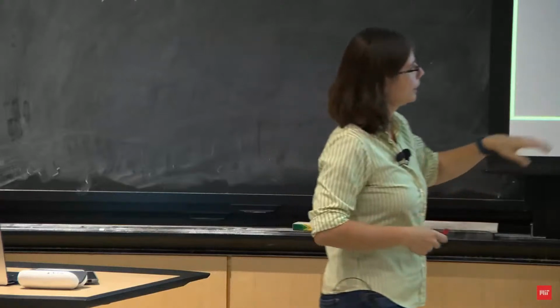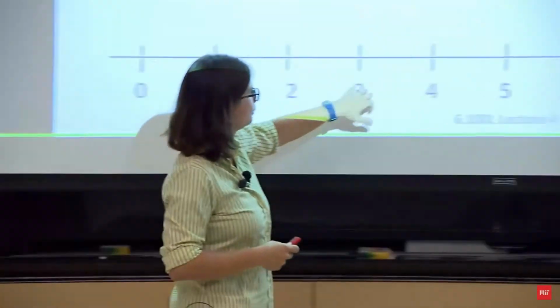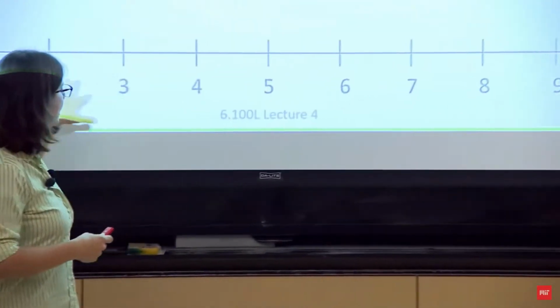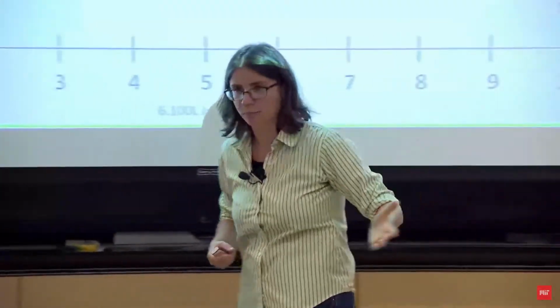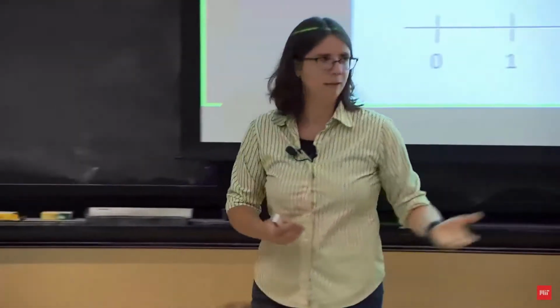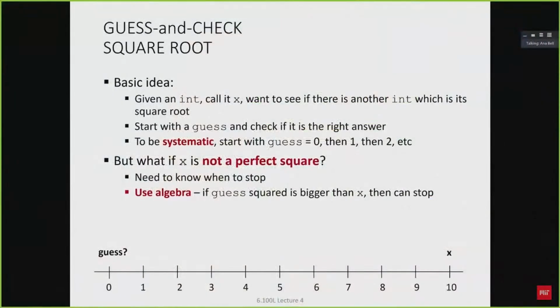Okay? So we're going to start guessing 0, then 1, then 2, then 3, then 4, and at some point, that guess squared will be bigger than x. And we know we can stop because numbers bigger than that will definitely be bigger than x. So our first guess would be 0 squared, obviously less than 10, 1 squared less than 10, 2 squared less than 10, 3 squared less than 10, right? That's 9. 4 squared becomes 16, and we say this is where we stop.